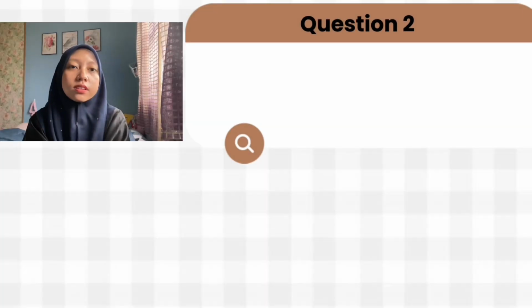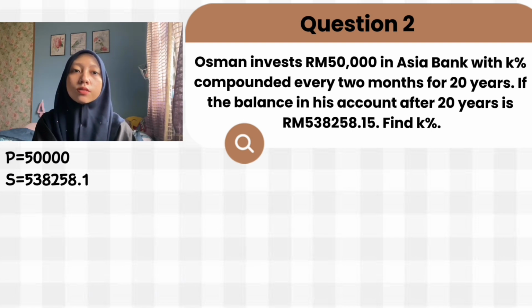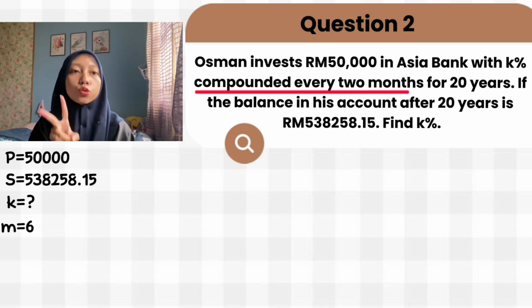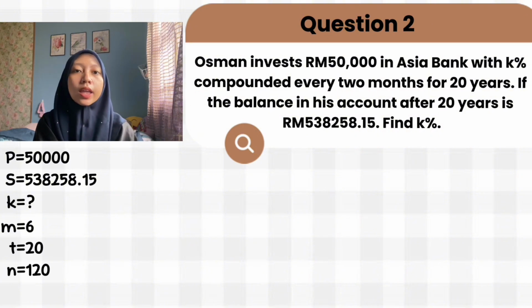The second question is find K. Firstly, we need to find P, S, K, M, T, and I. The P is 15,000, S is 530,258 and 15 cents. K is not given. M is 6 because the keyword is compounded every 2 months. T is 20, N equals 120. I equals K over M, so K over 6. Then we need to find K.